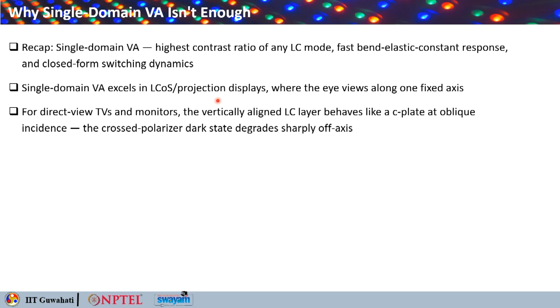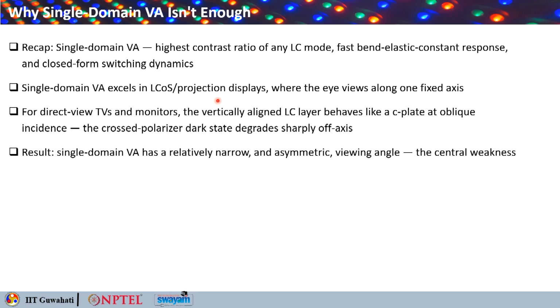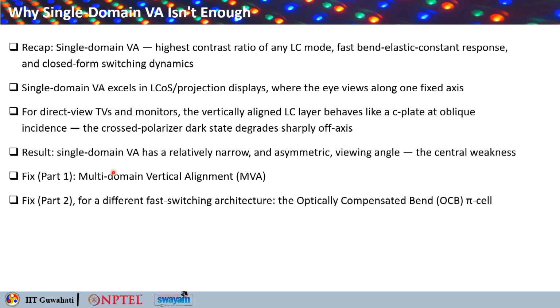The problems come for direct view TVs and monitors, for off axis viewing, where the crossed polarizer dark state degrades sharply at large oblique incidence. So the main weakness of single domain vertical alignment is the narrow and asymmetric viewing angle. The first thing we can do is split that pixel into multiple domains, and that is your concept of multi-domain vertical alignment, which will solve the problem of widening the viewing angle.